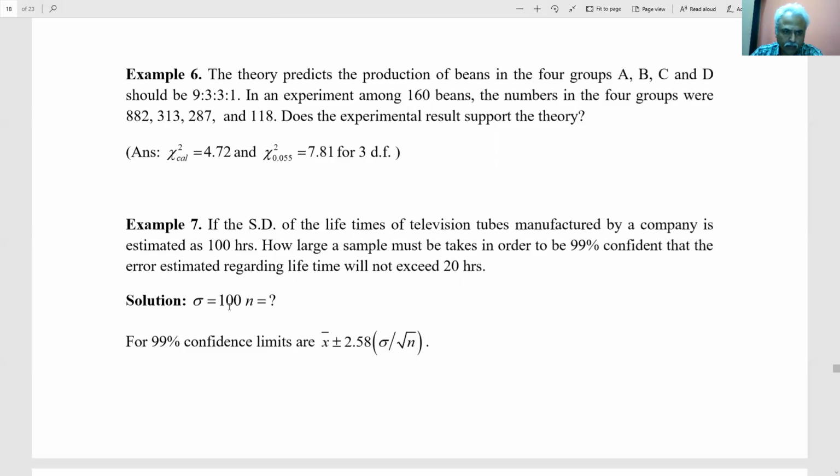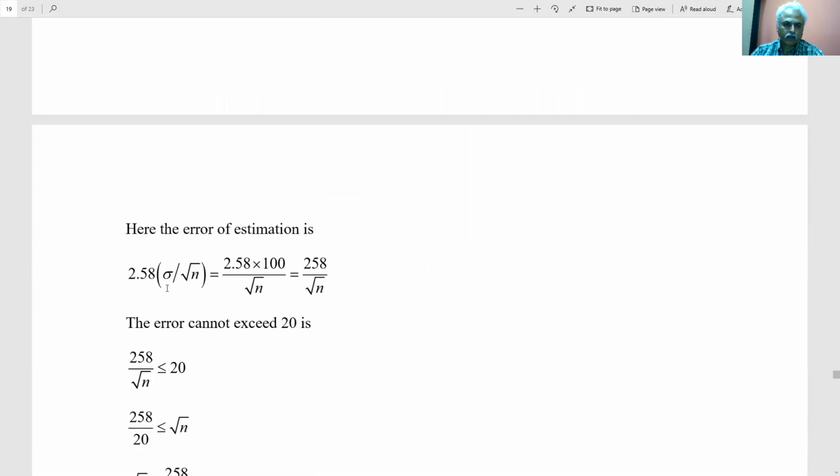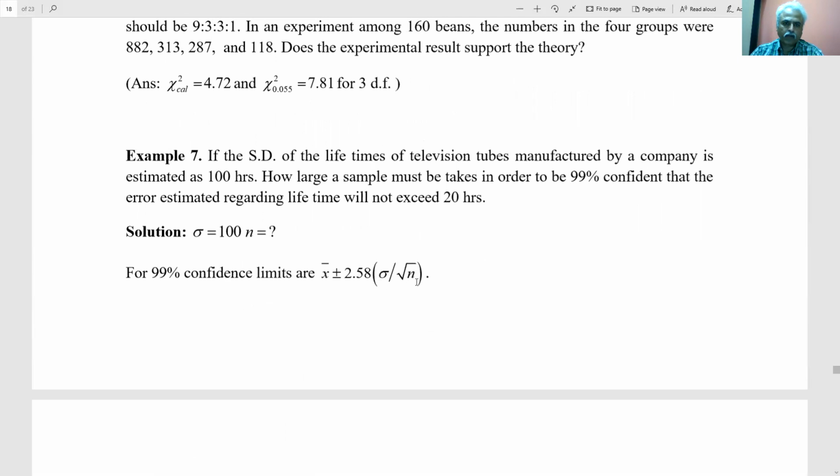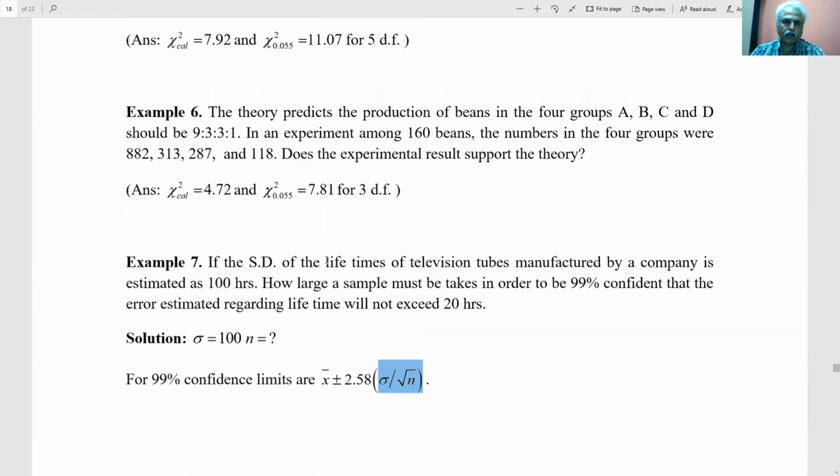So note down, sigma is given. For 99% confidence limits, x bar plus or minus 2.58 sigma by root n. This is common. In one of the examples, we had found confidence limits. X bar minus this is the left side, x bar plus this is the right side, that is the lower and upper limits of the confidence limits. Here, only this part, 2.58 sigma by root n, is the error of estimation. So please note down, error of estimation is 2.58 sigma by root n. When I substitute here, 2.58, 100 is given as sigma, n is to be found, 258 by root n. This should not exceed 20.